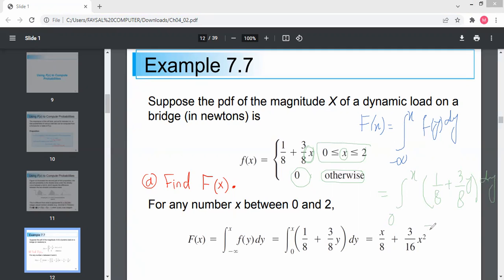Then taking the integral, it will be x upon 8 plus 3 upon 8 with the integral of this one, so it will be x square upon 2. I will write it as x upon 8 plus 3 upon 16 x square. So this is the value of f of x for my system between 0 and 2.